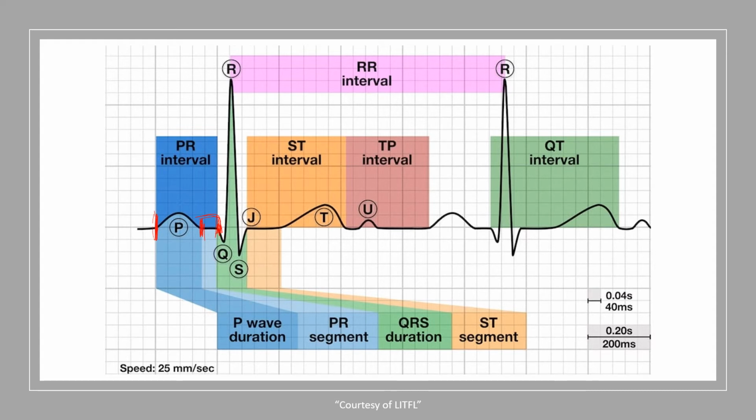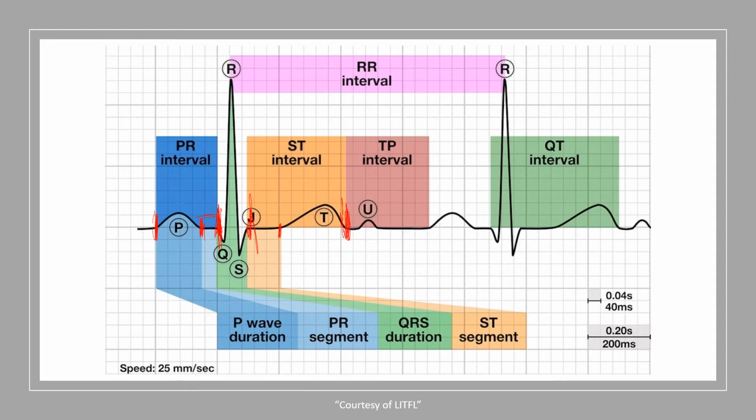Then we have the QRS complex, then from here to there is the ST segment, but from here to there is the ST interval because it's got the T wave within. And from here to there is the QT interval. So the QT interval includes within it the QRS, the ST segment, and the T wave. This is just to give you an idea about some quick basic stuff to ensure that they are there.